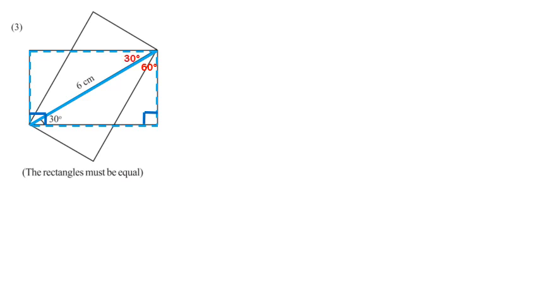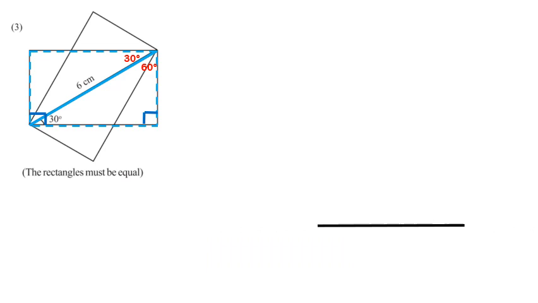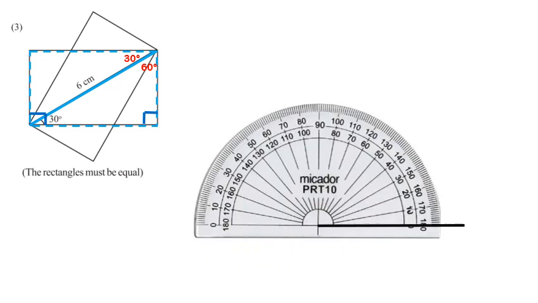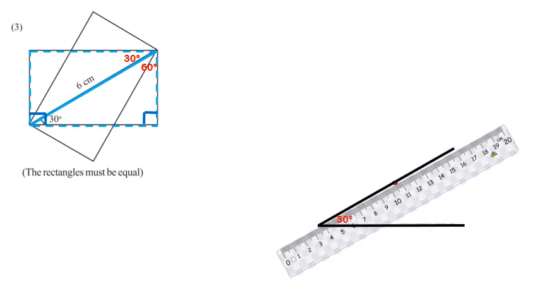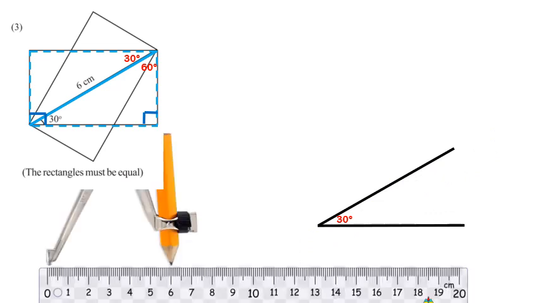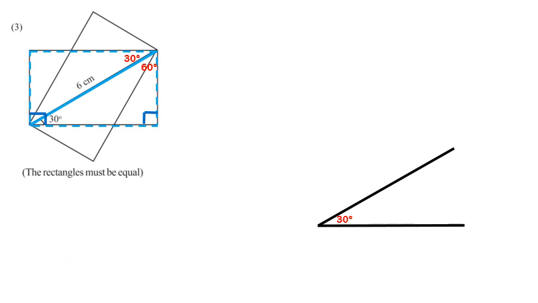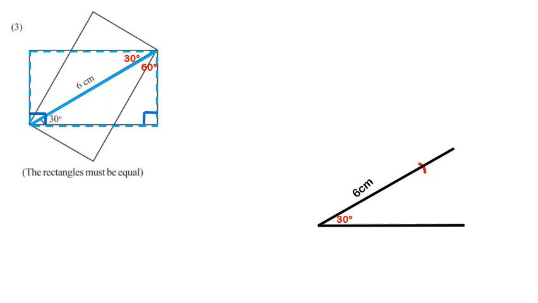Then let's start drawing. First draw a horizontal line of any measure. Then use a protractor and mark 30 degree angle from this end. Then draw a straight line by using a ruler. Then take 6 cm width in a compass and draw an arc on the slanted line. Now we get the diagonal 6 cm.